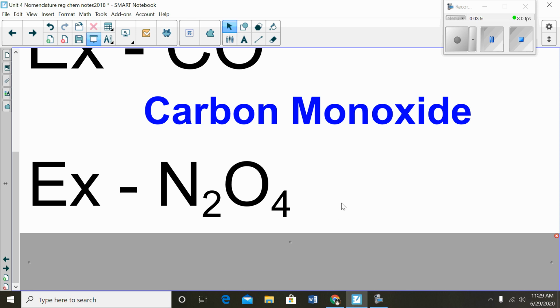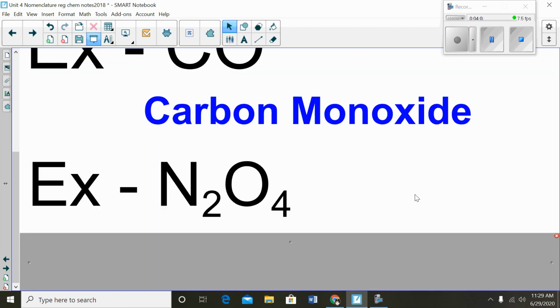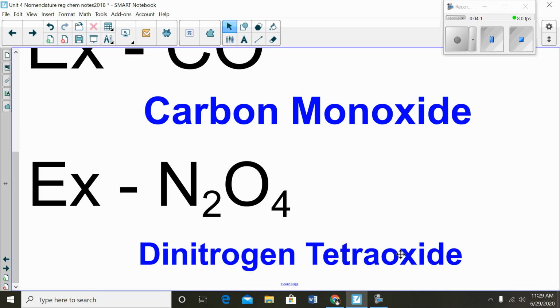Next, N2O4. So now we have numbers for both the first and the second nonmetal. Remember, these are both nonmetals now. They're type 3. So N is nitrogen, and it has a 2. So that would be dinitrogen. O is oxygen, and again, you change it to IDE, that's oxide, and then you have a 4 after it. So the prefix for 4 is tetra, so this is tetraoxide. So the full name is dinitrogen, you don't change that first element, and then tetraoxide, and you do change the name from oxygen to oxide.